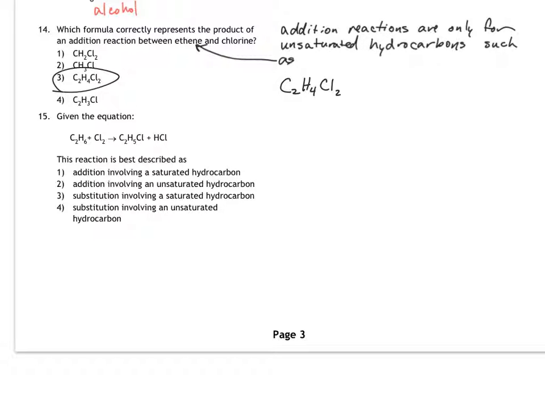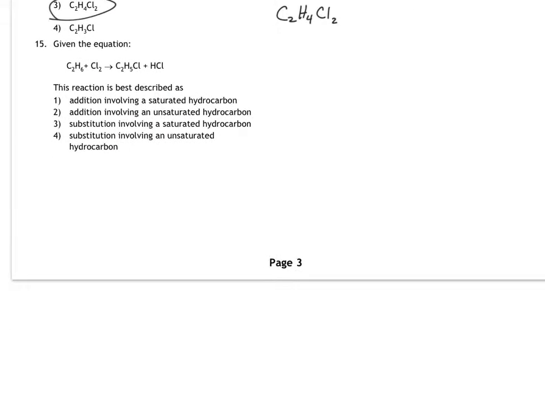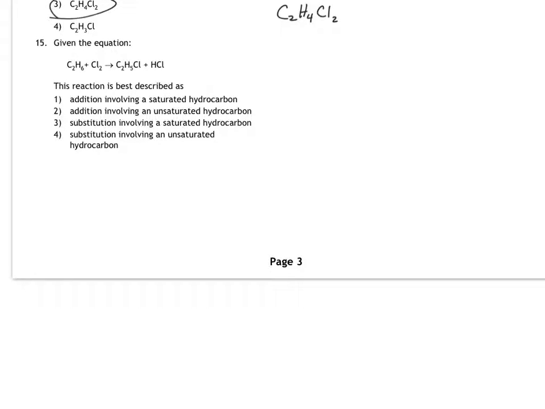Now in number 15, it actually looks more like substitution, because first of all, we're starting with a saturated hydrocarbon, ethane, and I can see that only one chlorine has been added, and it looks like we used to have 6 hydrogens, but now we have 5, indicating a substitution has occurred. So based on everything I just said, I would go with choice 3 on that one, and I'll go ahead and add in the little phrase that only saturated hydrocarbons do substitution.